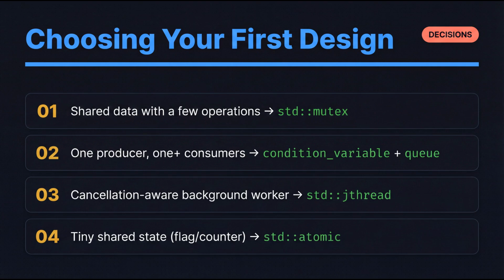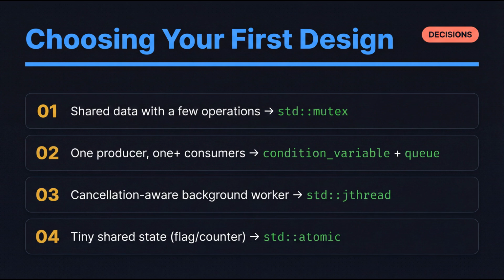Four starting points for your first concurrent design. Shared data structure with a few operations: start with std::mutex. It's simple, well understood, and correct. One producer and one or more consumers: use a condition variable with a shared queue. The producer pushes, consumers wait and pop.